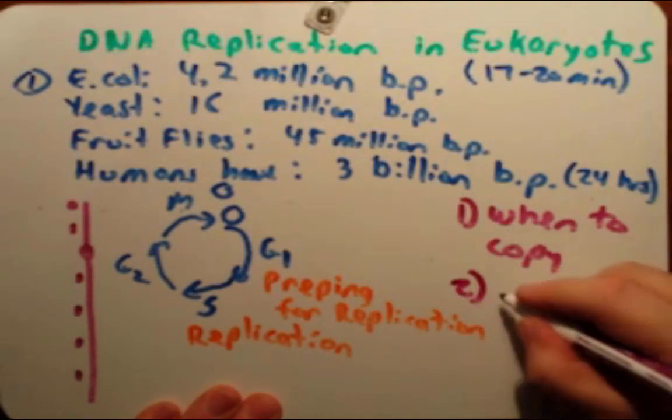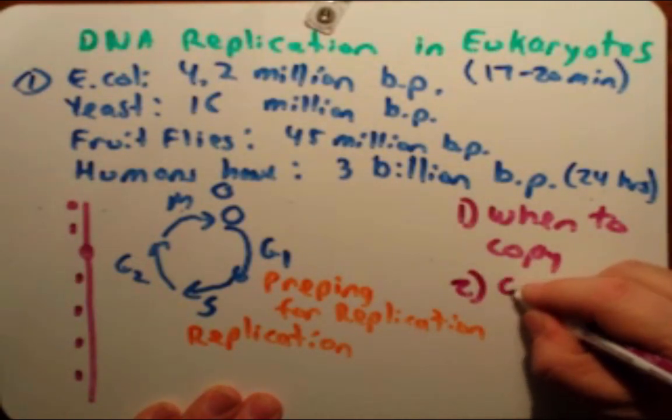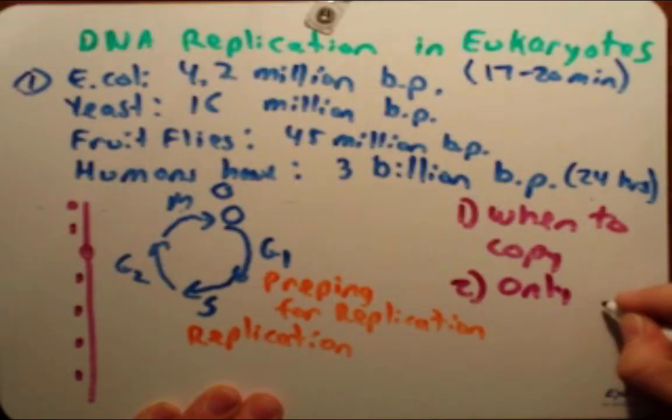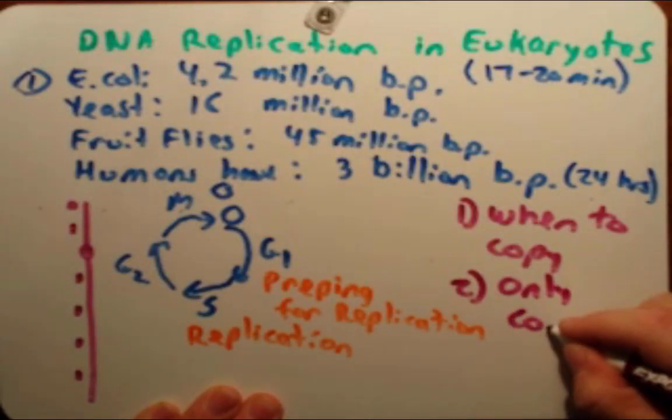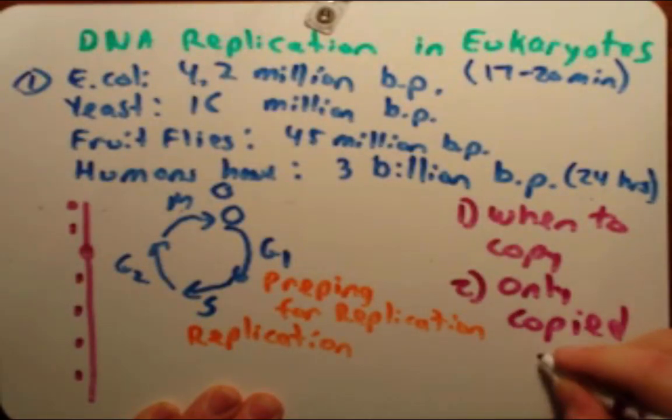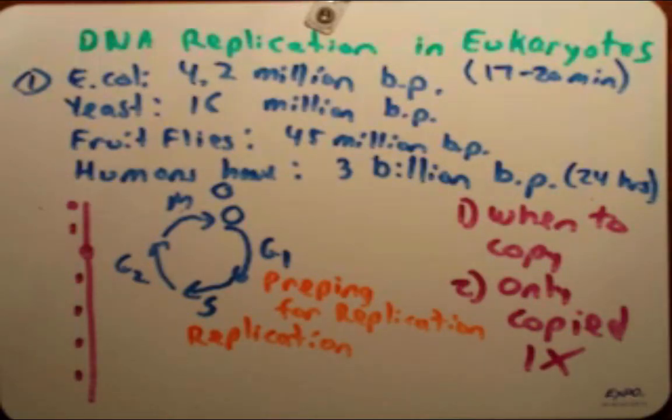And the other problem is, we want to make sure that once replication starts, it is only copied one time. So once DNA replication starts here during S phase, it stops at S phase, and as the cell continues through the cell cycle, the DNA is not copied anymore. So remember these 2 rules. It has to know when to copy it, and the fact that it can only copy the genome one time.